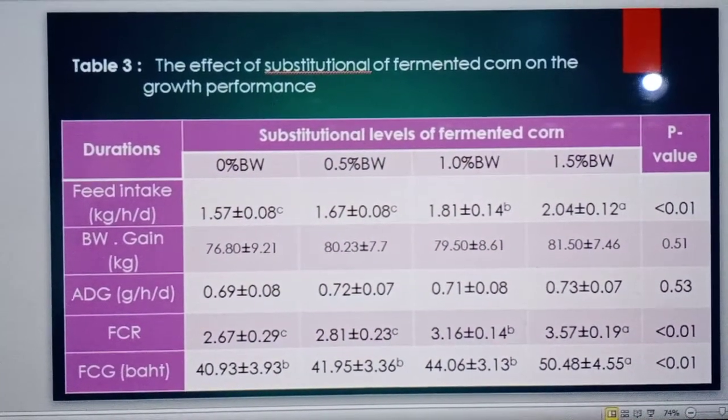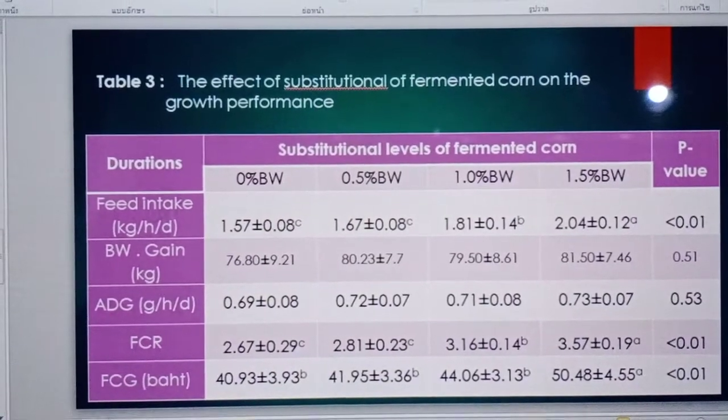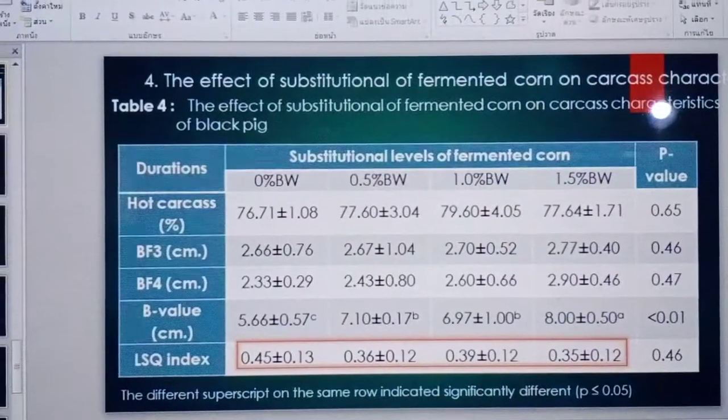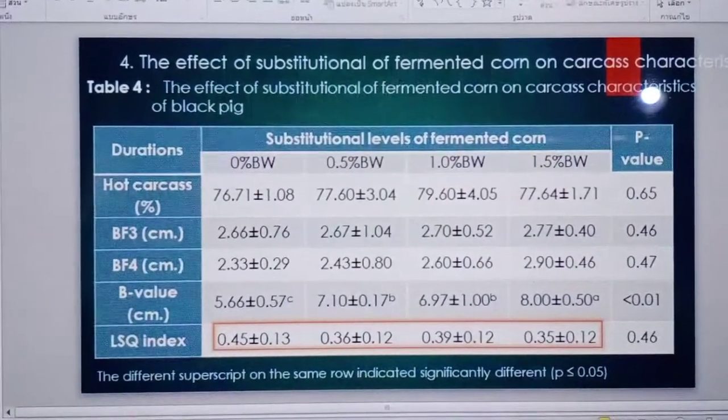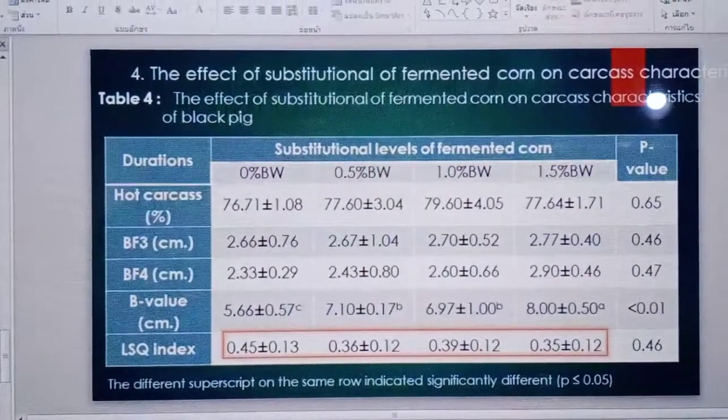The table 4. Nearly, I'm around 5 minutes.